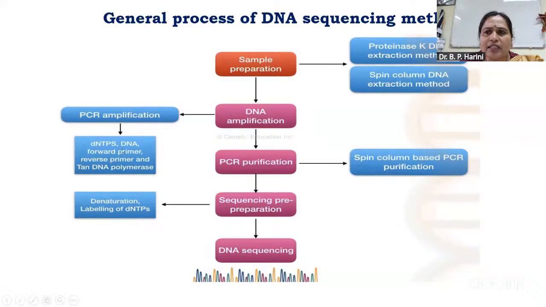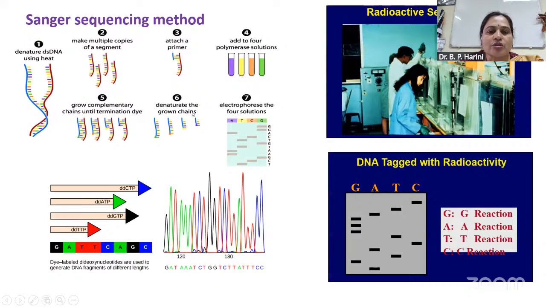So here the genomics includes the sample preparation. We need to have the DNA amplification followed by PCR purification, then sequencing preparation, DNA sequencing. In the case of DNA amplification, the molecules which are used may be the dNTPs, DNA forward primers, reverse primers, and so on. And then at this stage, we need to have the denaturation and labeling of dNTPs. At the sample preparation stage itself, proteinase K is important to denature the protein content. And here, the spin column DNA extraction method and spin column based PCR purification. So this is the Sanger sequencing technique, which has been more used, and I won't go much into it.